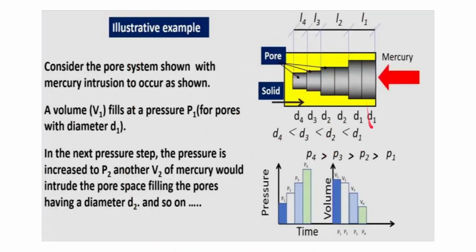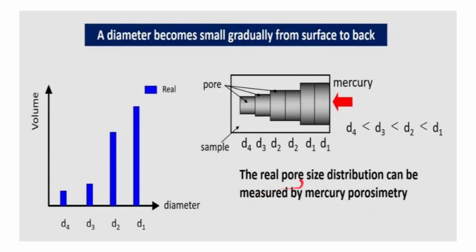As we saw, for particular sizes particular pressures have been assigned. So the smaller is the size, the greater is the pressure. So based on this we get the pore volume and the pore sizes. So now let us see the problem. Everything works fine when the outer pores are larger in size than the inner pores.